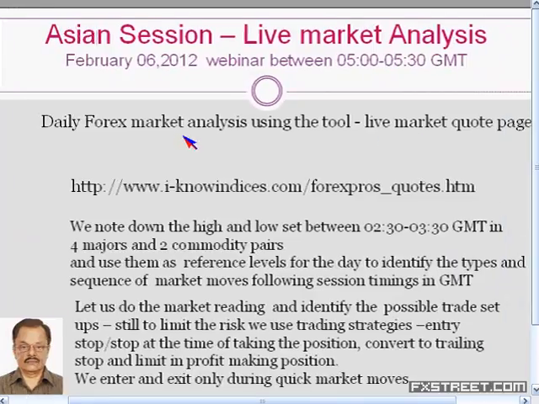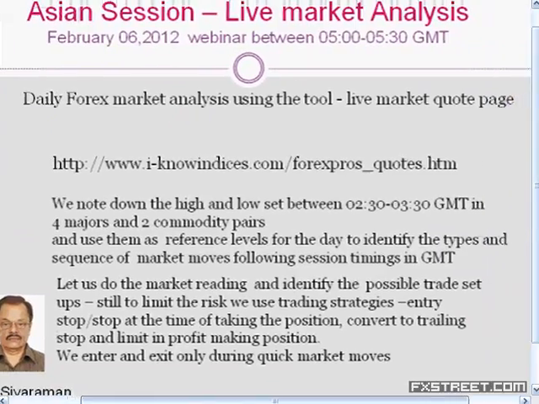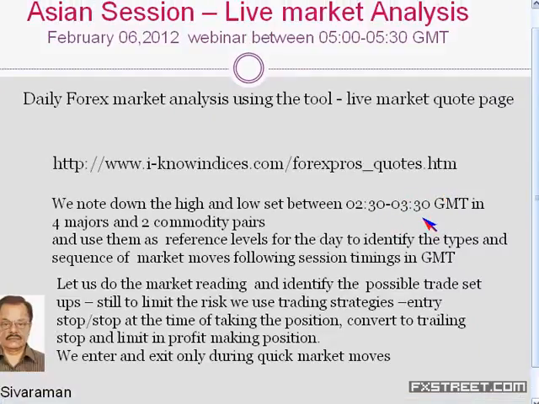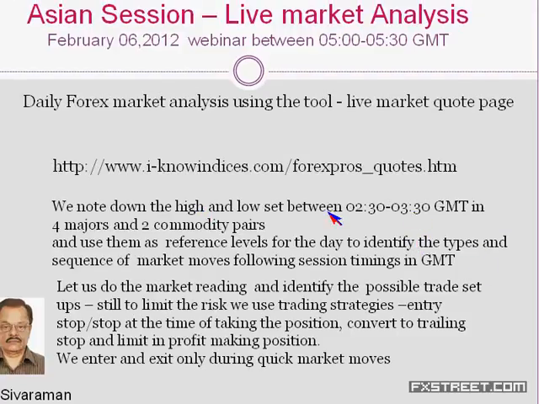So irrespective of the type of moves what they do, first of all what we do is we make a note of the initial lows and the highs around 3:30 GMT from that of the live market code page and see how exactly that particular low or the high are being handled during the course of the day. And we note down in the case of 4 majors and 2 commodity pairs and try to find out how exactly they intend to breach the low and come down or breach the high and go above in order to identify the type of moves they wanted to do.